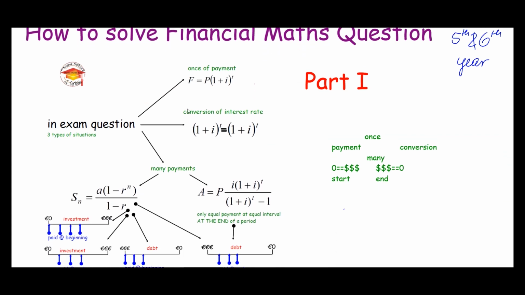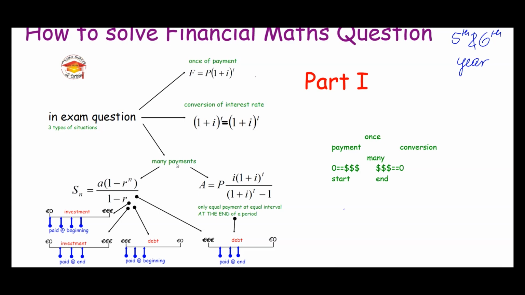In your exam question, you're going to have 3 types of situation. Either there is one-off payment, or you have to convert the interest rate, or you have many payments. When it comes to once-off payment, we just use the formula for compound interest. If it is conversion rate, again, that is part of that formula for compound interest. We're just saying a year equal 12 months, for example.